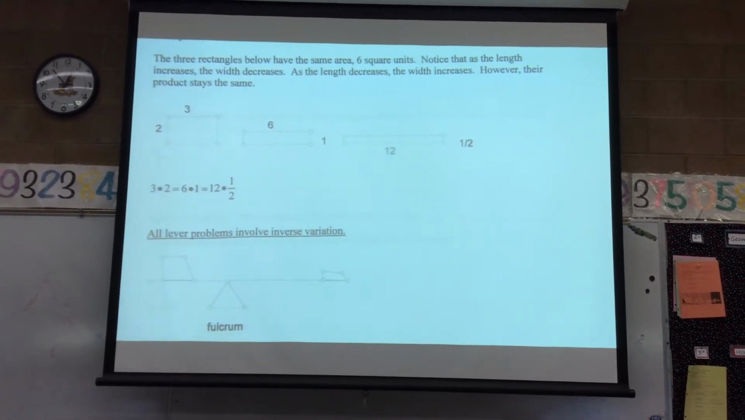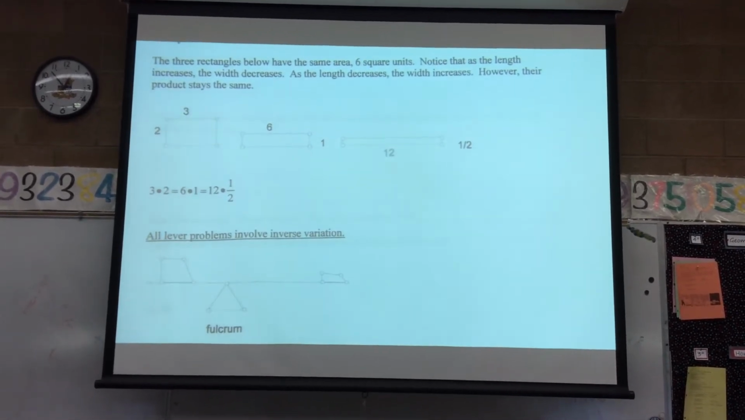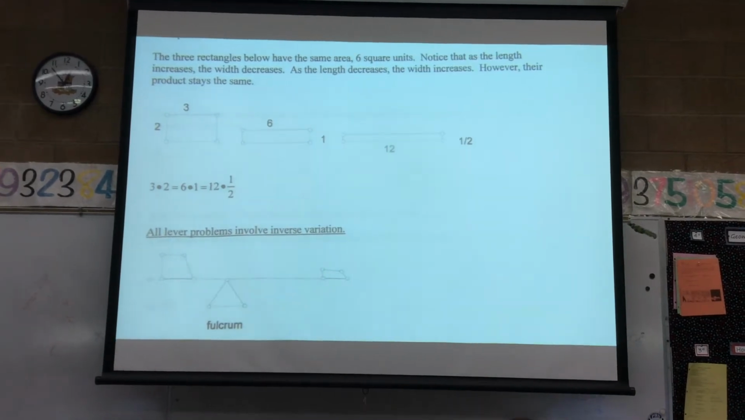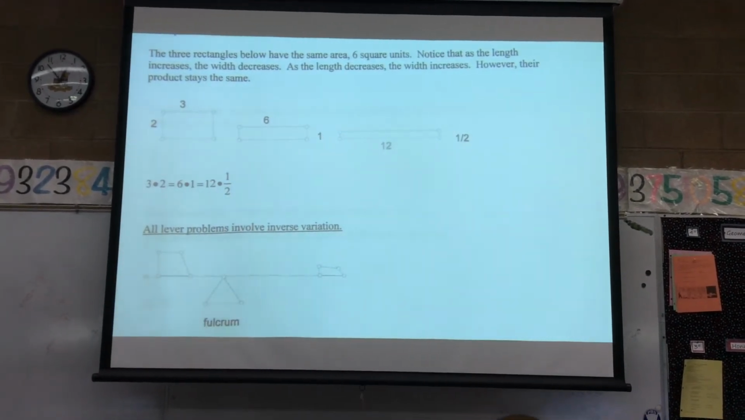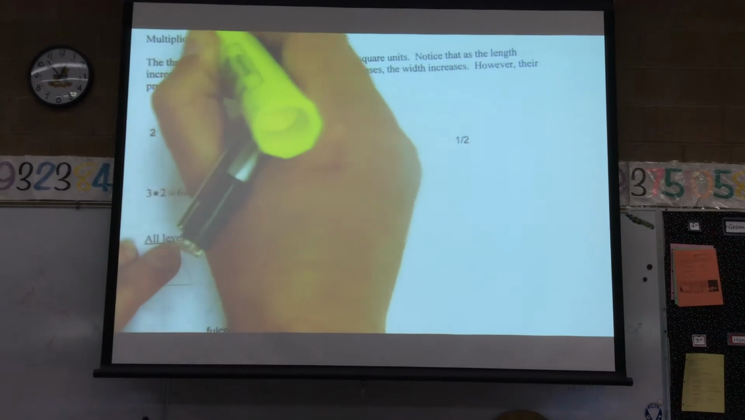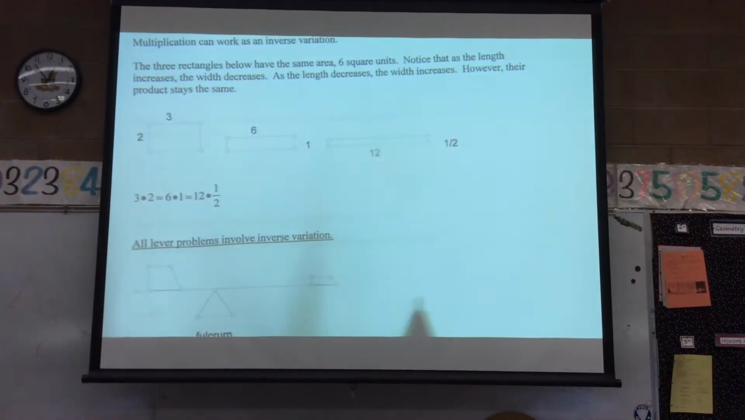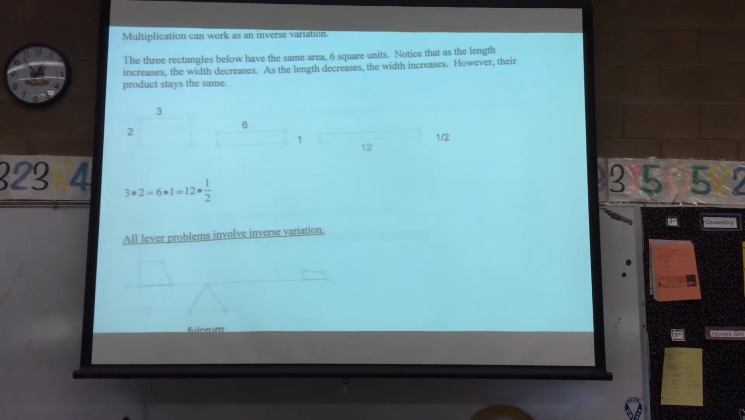Direct variation, where things were directly related to each other. So as one thing grew, the other did at a constant rate. But inverse variation is a little different. As one thing goes up, the other thing decreases.